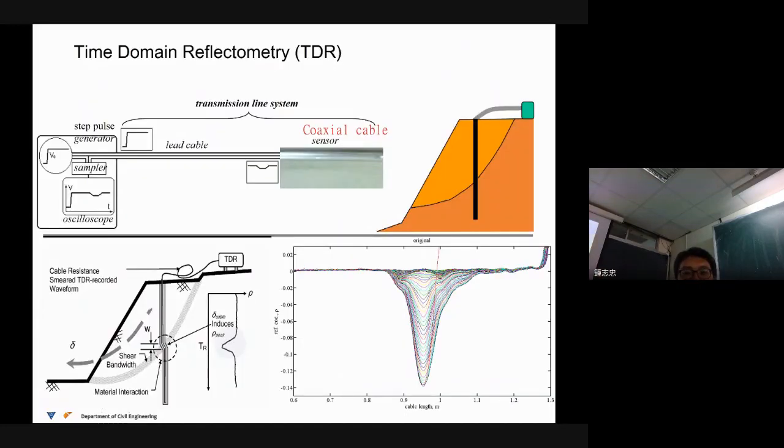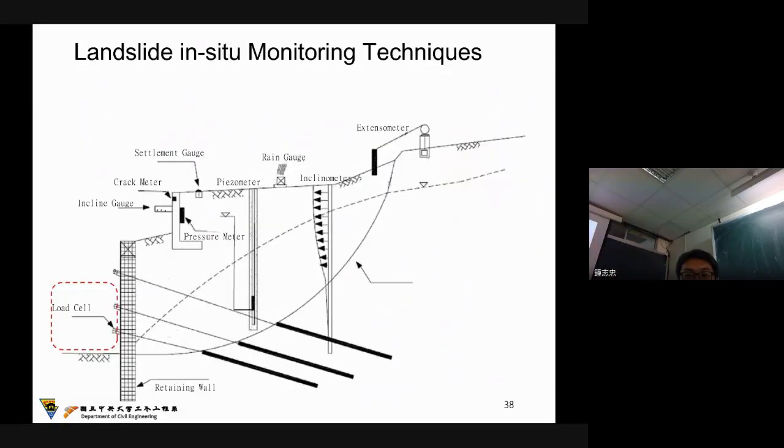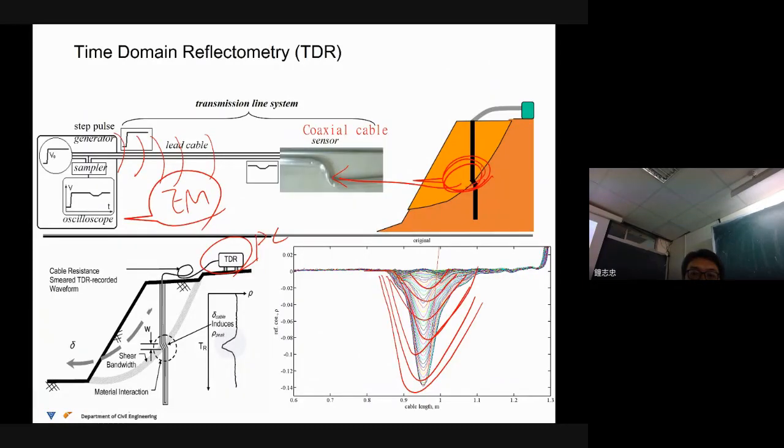So I already introduced the TDR before, so I will give a very quick overview of it here. I will have a different reflection if I have deformation, and this is the EM wave from the TDR. Okay, so this can also be used for automation. I already put a computer here, and I control the TDR to send the EM pulse every day or every hour, so I can monitor the data. So this also can be used to determine the depths of the landslide.